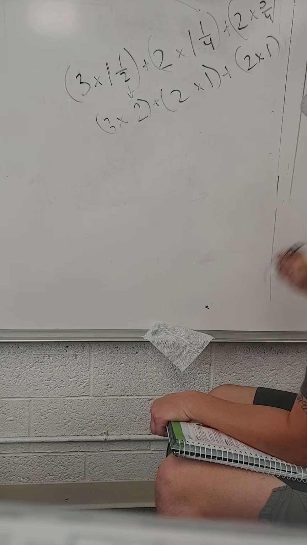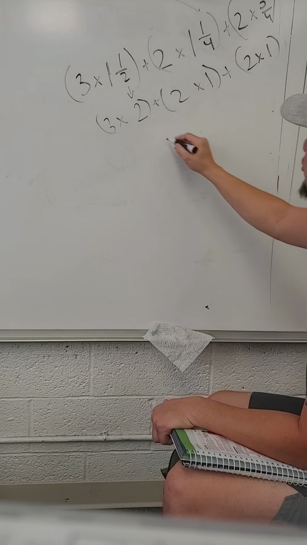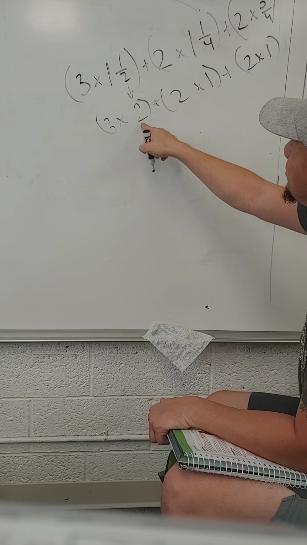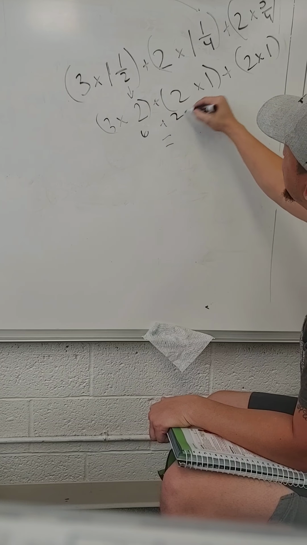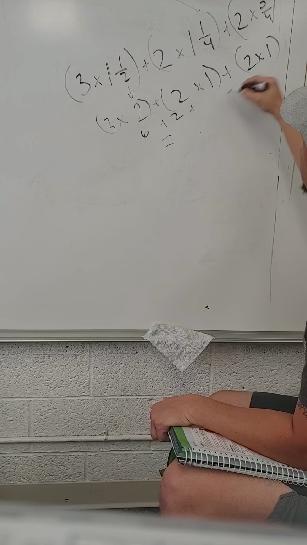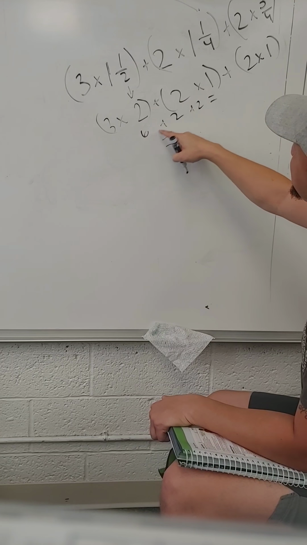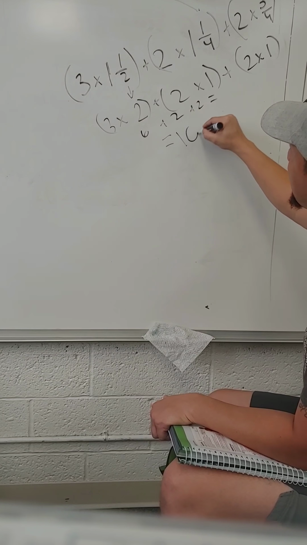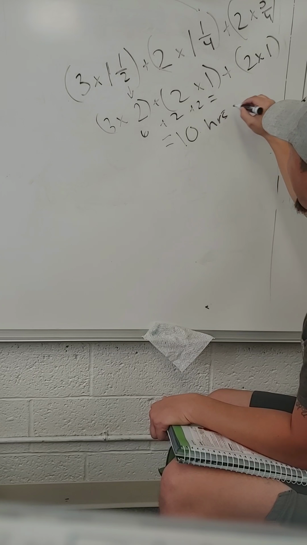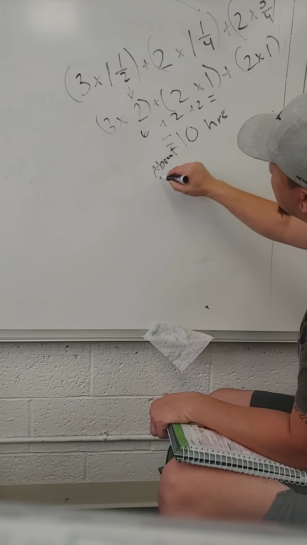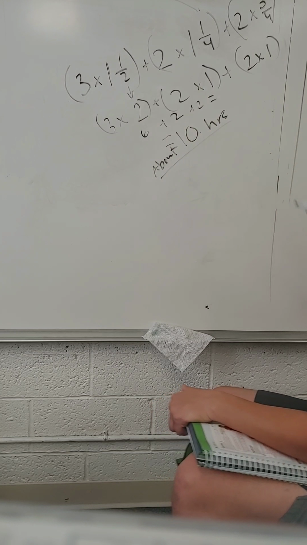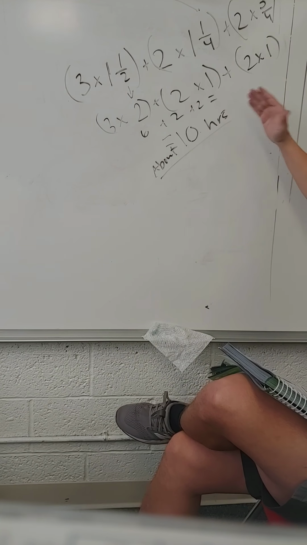Okay, so this is our equation, and my answer would be 3 times 2 is 6, plus 2 times 1 is 2, plus 2 times 1 is 2. 6 plus 2 plus 2 is going to give you a grand total of 10 hours. Okay, and let's put about 10 hours because it's an estimate. Okay, that's your answer for the estimating.